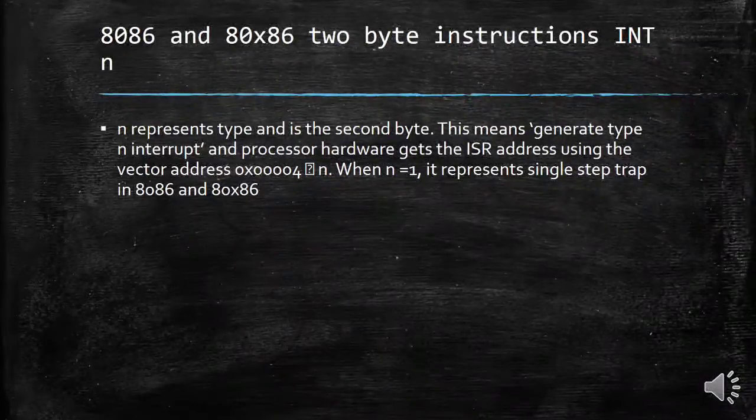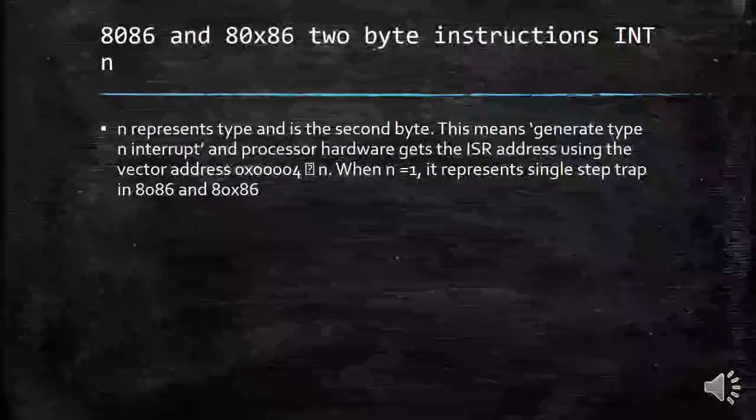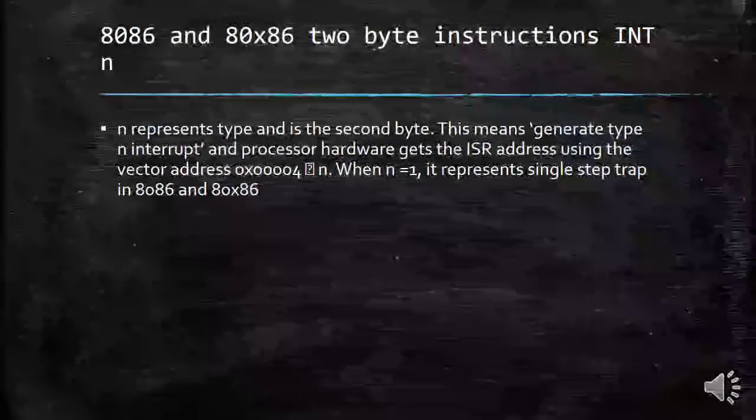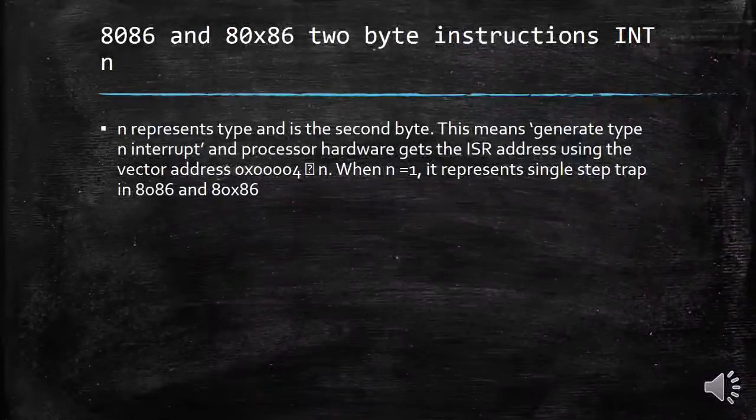In 8086 and 80x86, the 2-byte instruction is INT N. N represents the type and is the second byte. This means generate a type N interrupt, and the processor hardware gets the ISR address using the vector address 0 into 00004 into N. When N equals 1, it represents the single step trap in 8086 and 80x86.